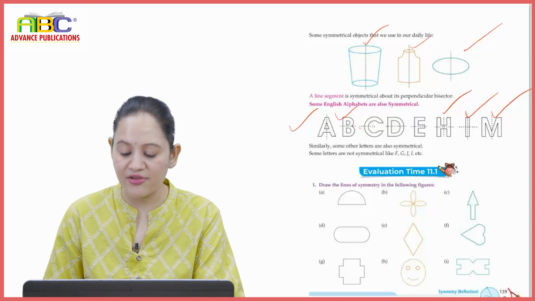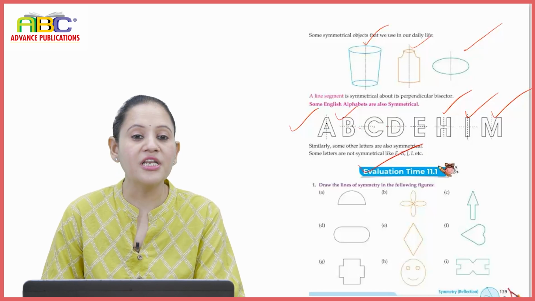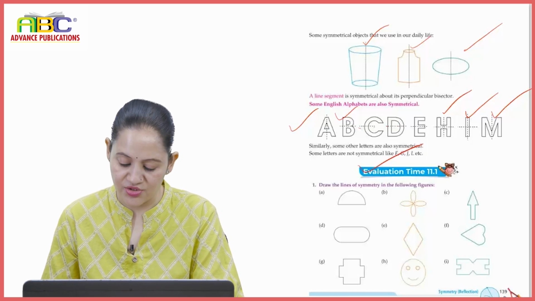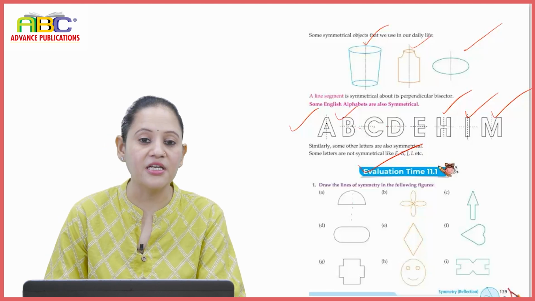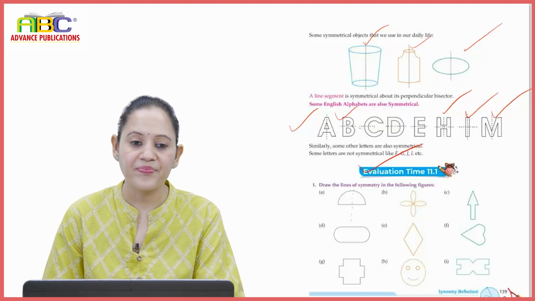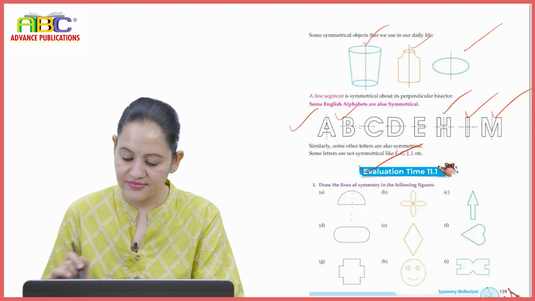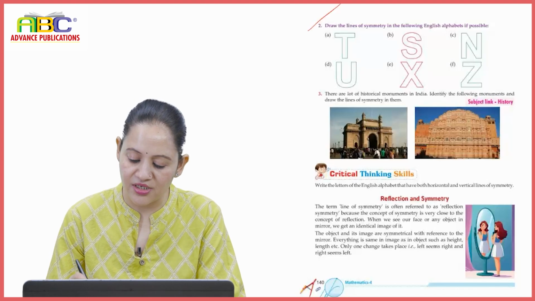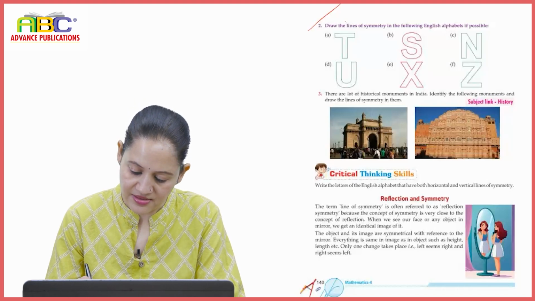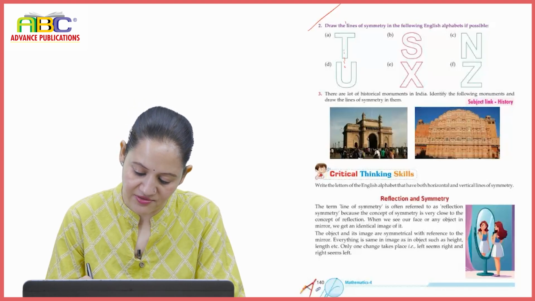Next is Evaluation Time 11.1. Draw the line of symmetry in the following figure. So here in this figure, this line will be the line of symmetry. Clear? Next, draw the line of symmetry in the following English alphabet if possible. So T, this will be the line of symmetry. Clear?